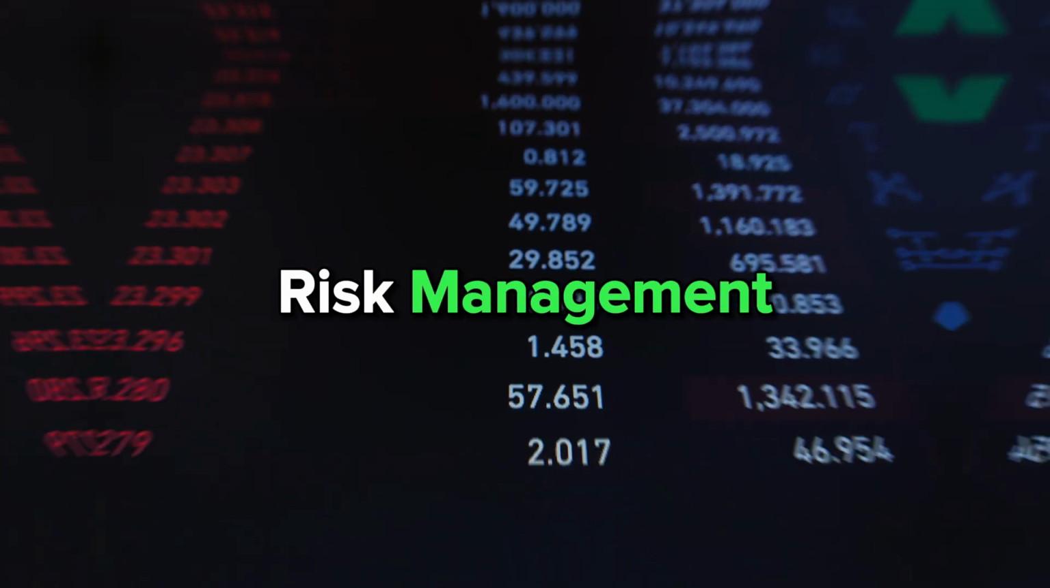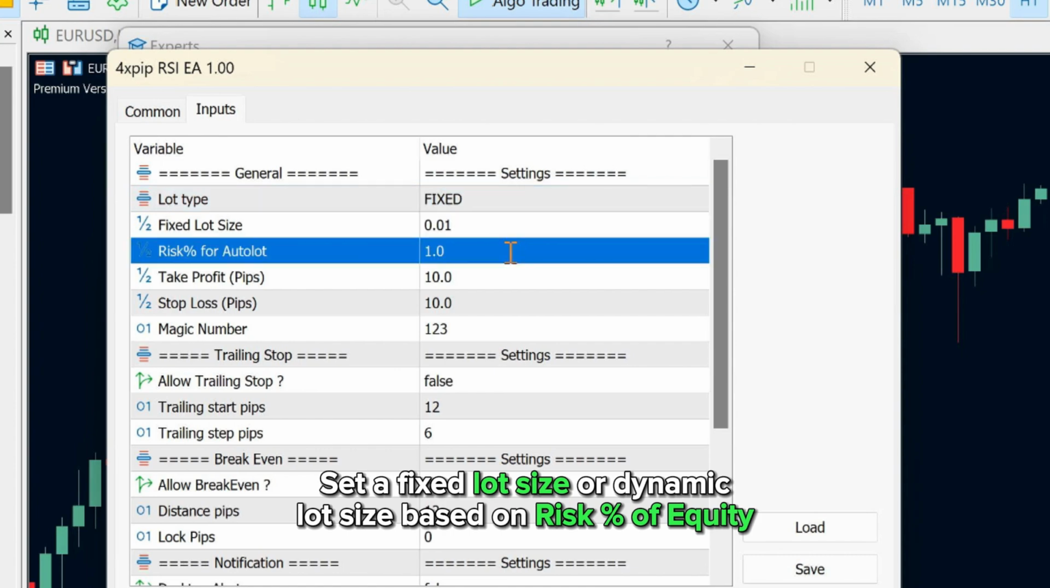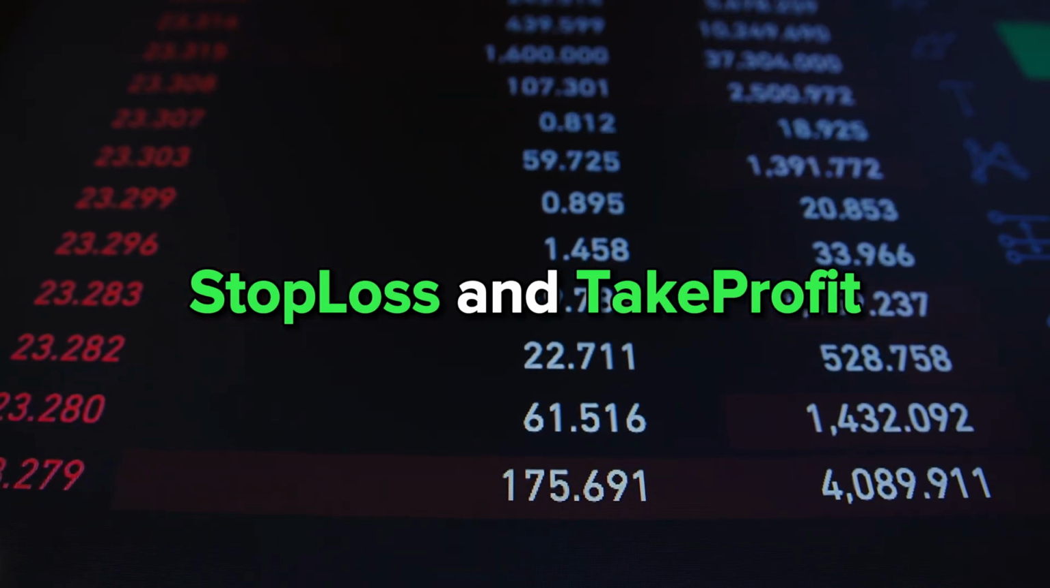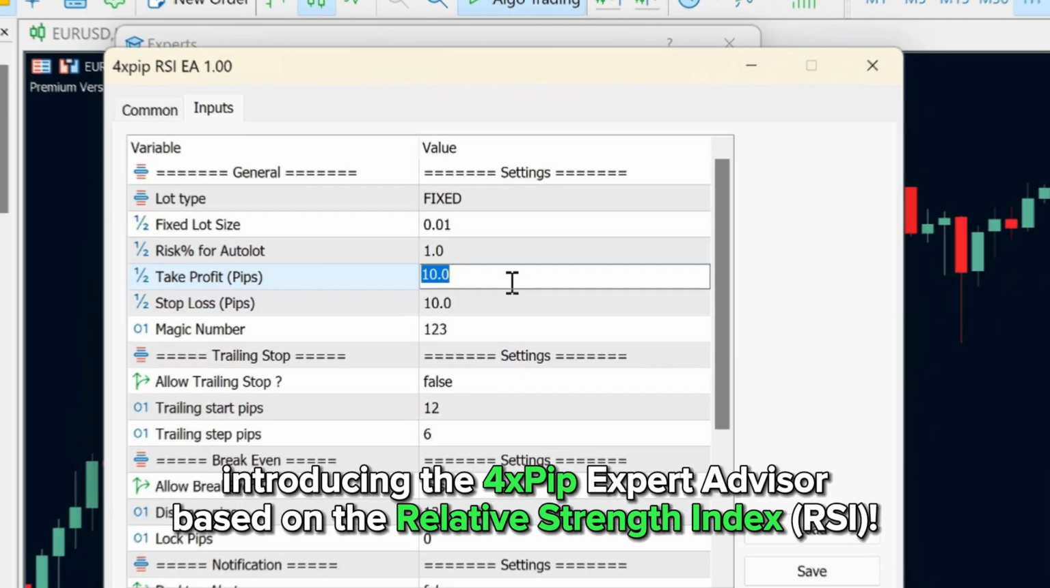Risk management. Set a fixed lot size or dynamic lot size based on risk % of equity. Stop loss and take profit. Set stop loss and take profit in pips, tailoring it to your strategy.